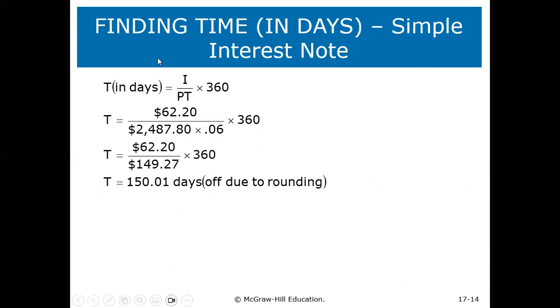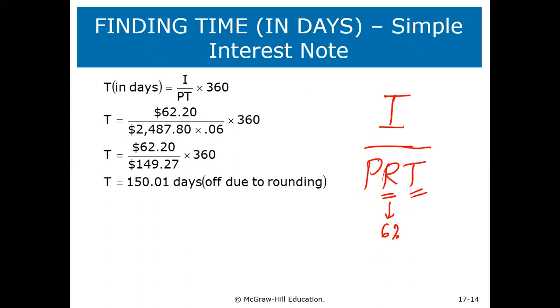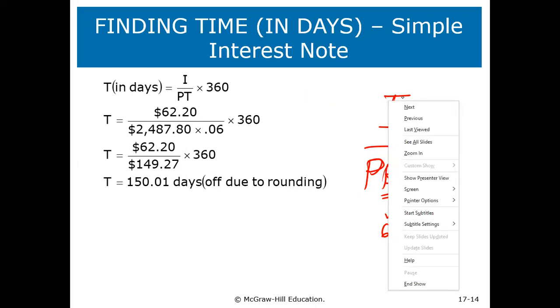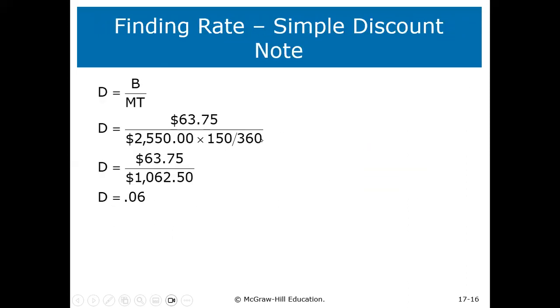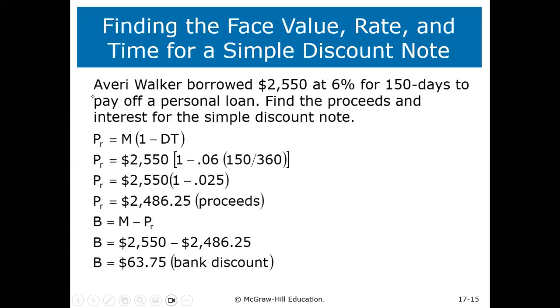This one is also an extension of the problem a while ago. What we're doing now is based on this: interest is equal to principal times rate times time. Previously, we computed for the rate, and this turned out to be 6%. This time, let's compute for the time. Therefore, we're going to use the principal times the rate here. We know that the interest is 62.20.